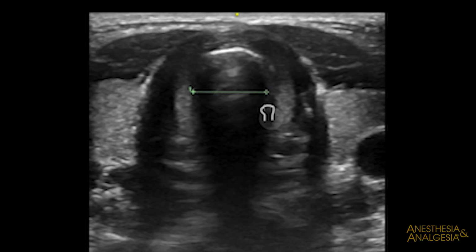This measurement allows you to choose the proper endotracheal tube size based on the outer diameter of the endotracheal tube. For example, if the transverse diameter of the air column measures 8 mm, an endotracheal tube with an outer diameter of less than 8 mm is indicated.